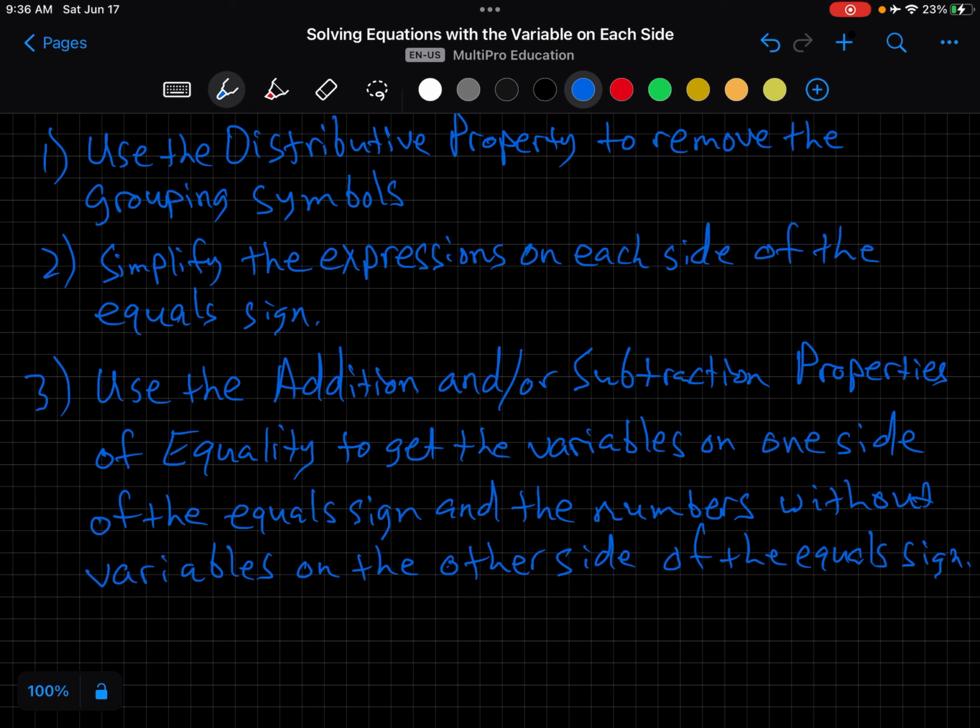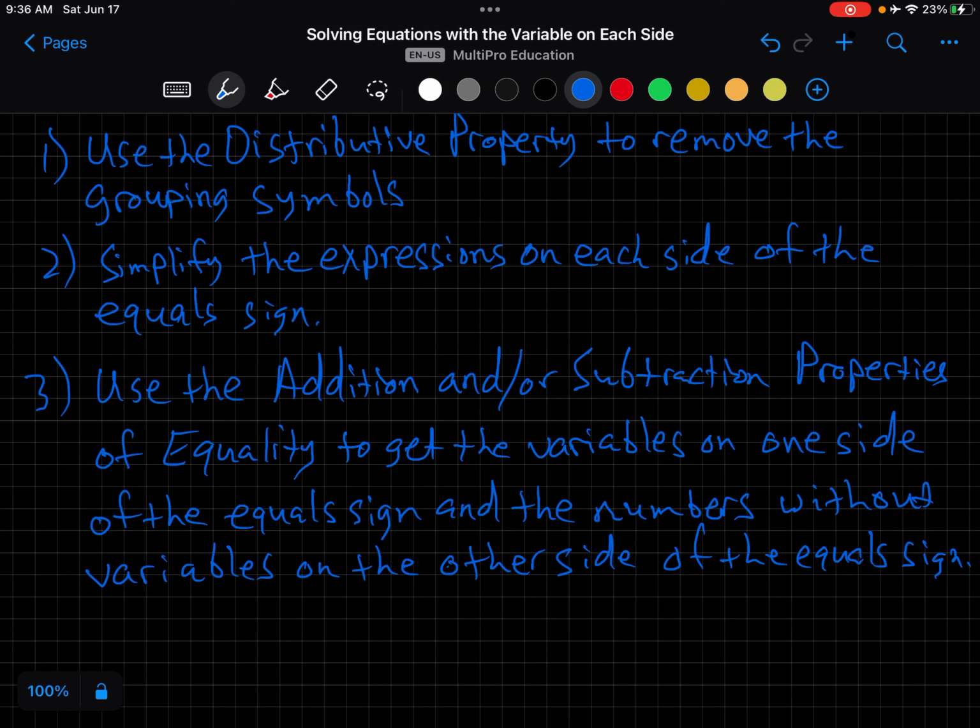I know it was a very lengthy explanation, but what we did is we used addition or subtraction to get the variables on one side of the equal sign and the numbers on the other side. And I usually started with the numbers because numbers are easier for us at this point than letters, right? So we want to get all the numbers on one side, and then let's work on getting the variables on one side.